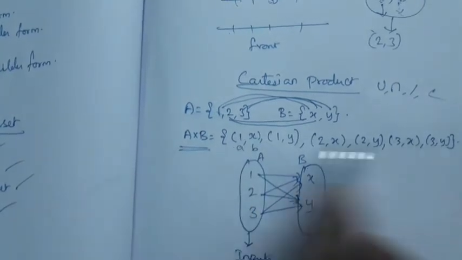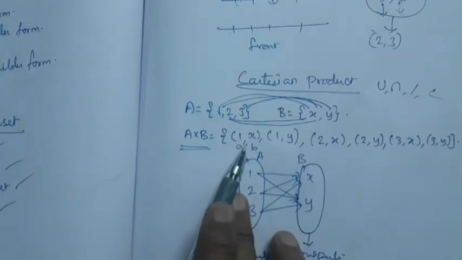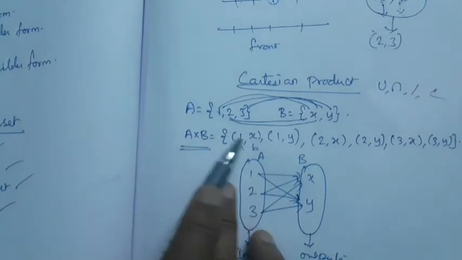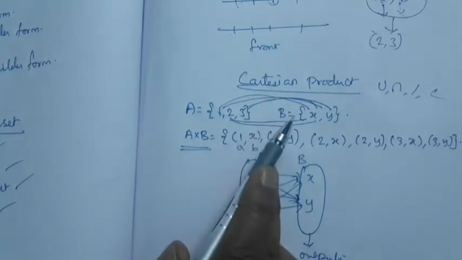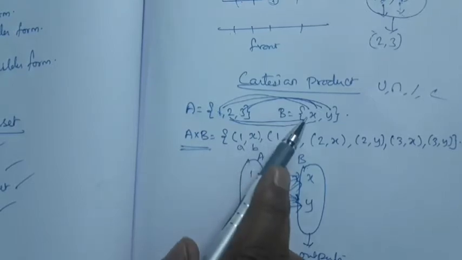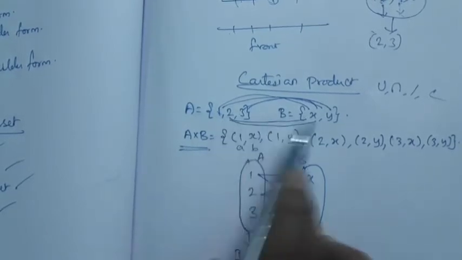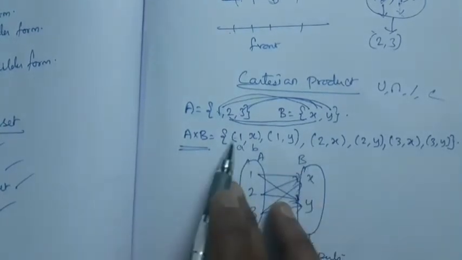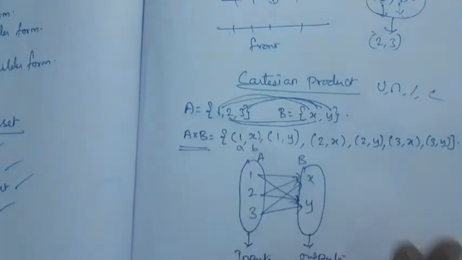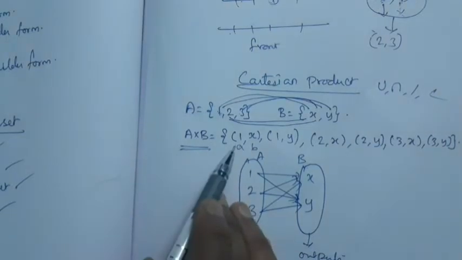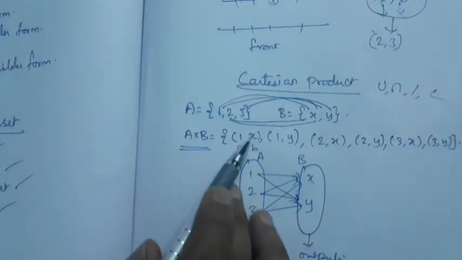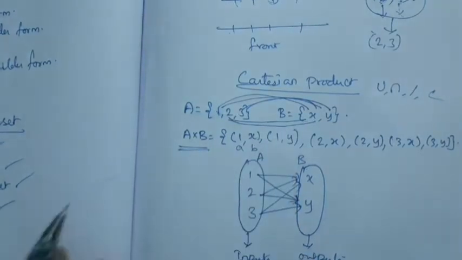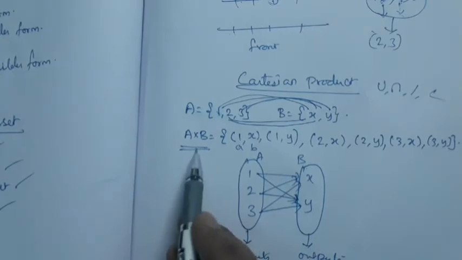The set of all possible ordered pairs (a, b) such that a belongs to A, that is, the first element comes from the first set, and b belongs to B, that is, the second element comes from the second set. I repeat, if A and B are two non-empty sets, then the set of all possible ordered pairs, such that the first element a comes from set A and the second element b comes from set B, is called the Cartesian product of A and B, and it is generally denoted as A cross B.